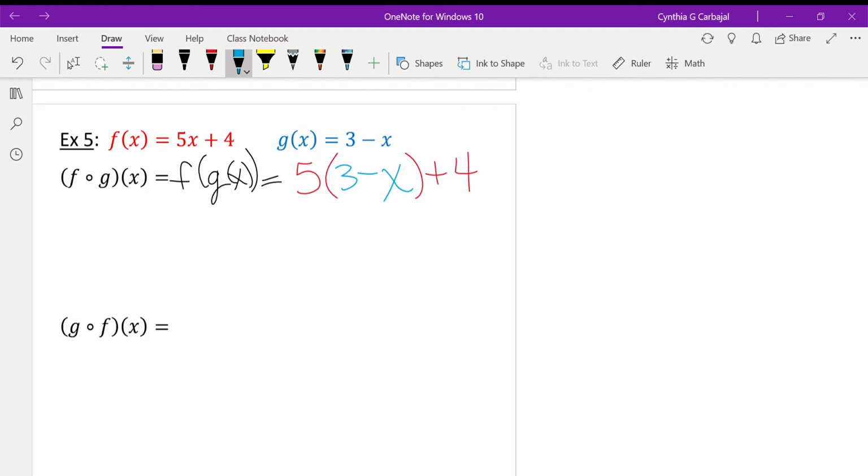We have parentheses here, so we're going to distribute that 5 into the parentheses, so 15. And then 5 times negative x, negative 5x, right? Then that 4 is not in the parentheses, so just bring it down. And then you can see that 15 and 4 will combine because those are just regular numbers. And my answer is negative 5x, 15, plus 4, not minus. 15 plus 4 is 19.